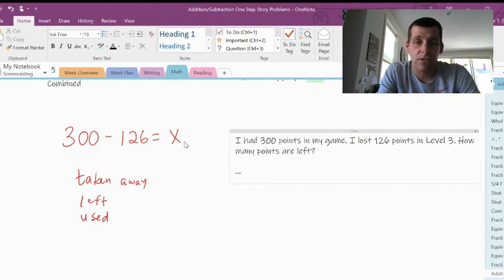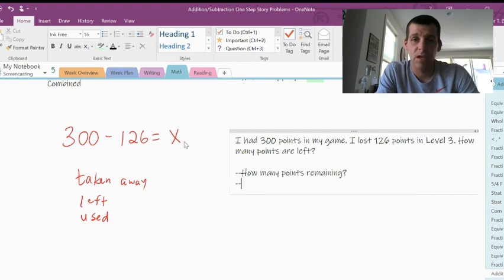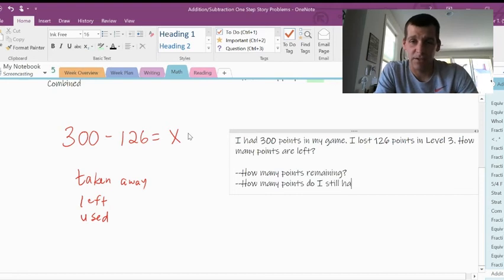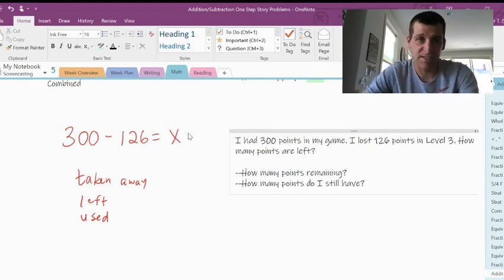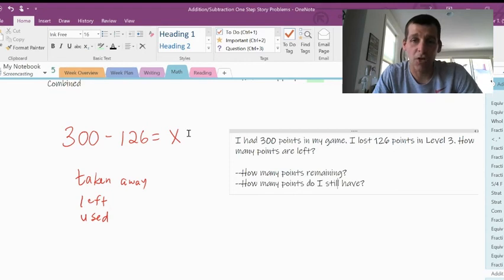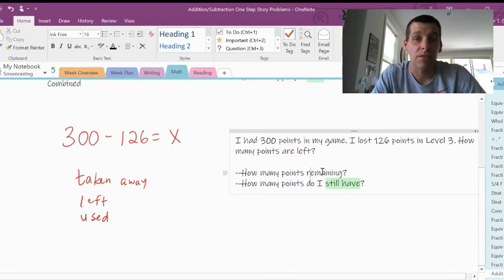I also could say in here, how many points remaining? How many points do I still have? Again, this is the idea that some of them have gone away. And I want to make sure that that's really apparent. Here, I'm going to highlight this idea of remaining. Remember, you've got to get to your question mark at the end, right? And that tells people specifically that I have this equation: 300 minus 126 equals x.